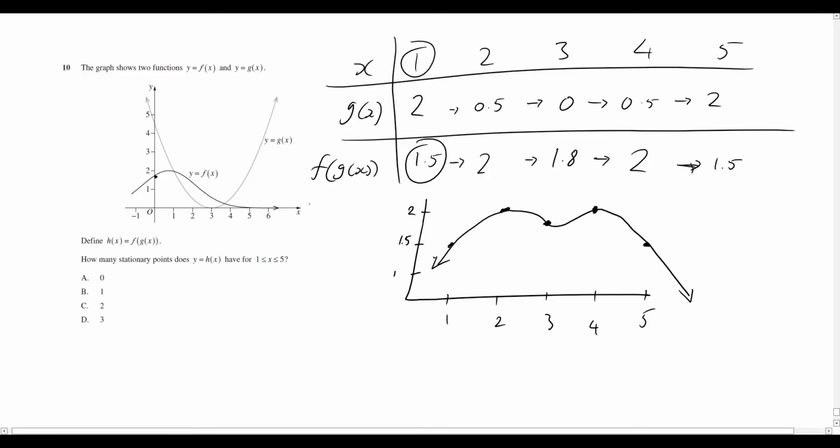We don't know. So what we do know, however, is that there's going to be 3 stationary points within this function. 1 here, 1 here, and 1 here. That's a local maximum, local minimum, local maximum. And there we go. So our option for question 10 is going to be D, for the 3 different stationary points that we can see on this function there. And that concludes the multiple choice section for this paper.